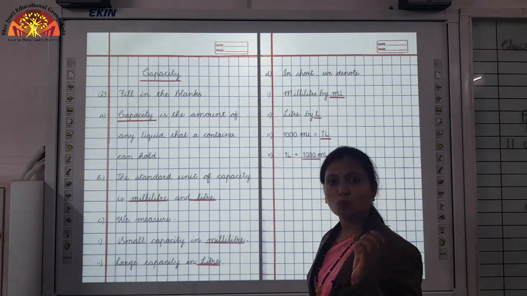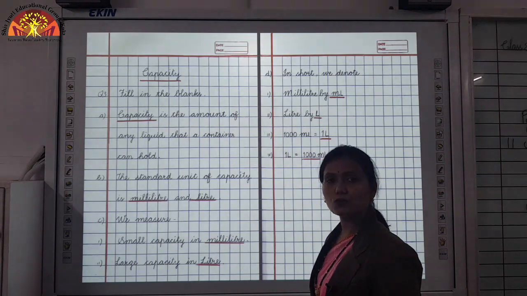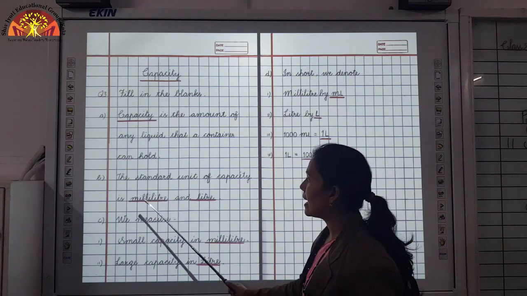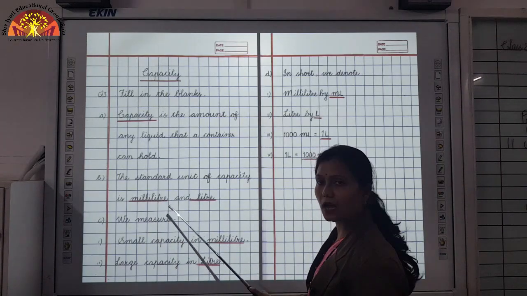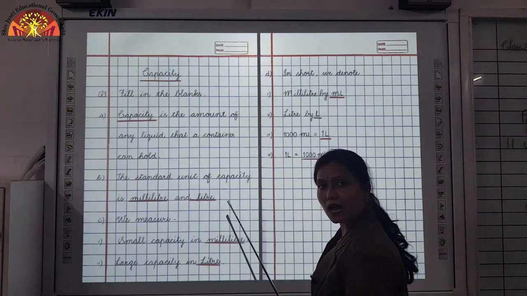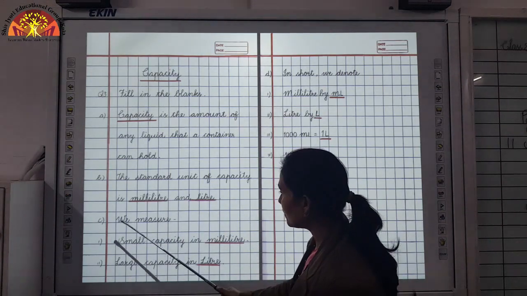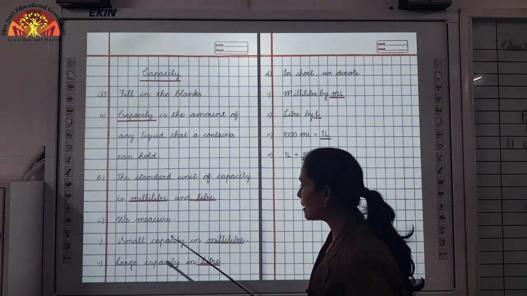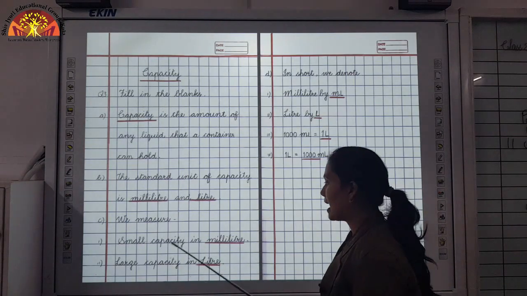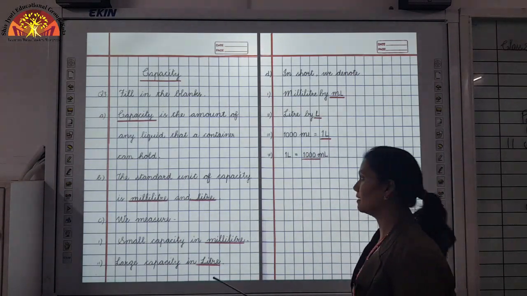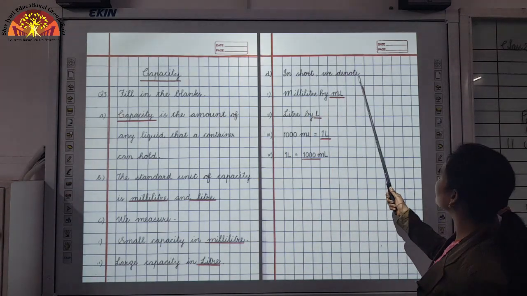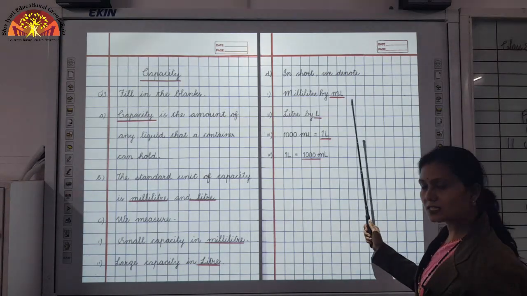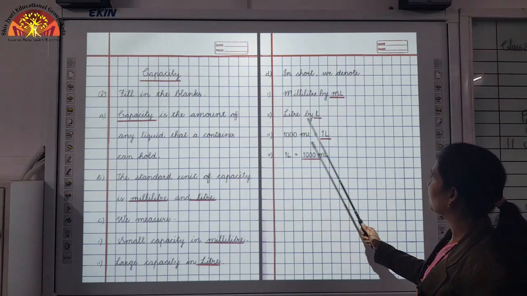Milliliter is used to measure small capacity and liter is used to measure large capacity, right? So we will write here milliliter and liter. M-I-L-L-I-L-I-T-R-E, milliliter, L-I-T-R-E, liter. Next, we measure small capacity in. Just now I have explained you, small capacity is measured in milliliter and large capacity is measured in liter. Next, in short, we denote milliliter by ml, right? We write ml for milliliter and L for liter.